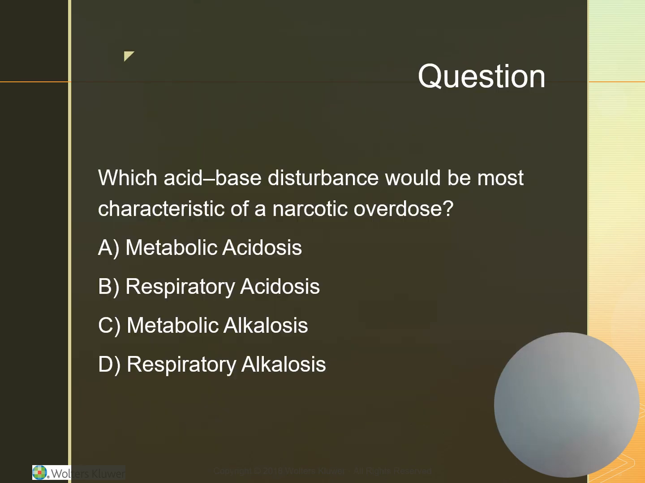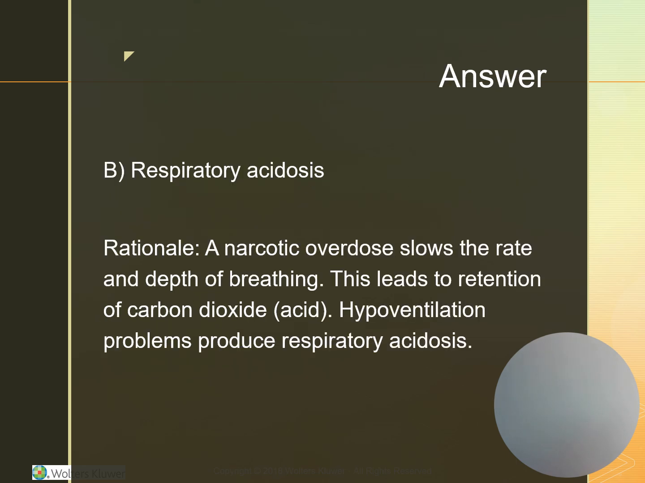So which acid-base disturbance would be most characteristic of a narcotic overdose? Remember, with a narcotic overdose, it's going to depress our respiratory system. So our respirations are going to be slowing down. So that means that we're holding on to carbon dioxide. So we have respiratory acidosis.